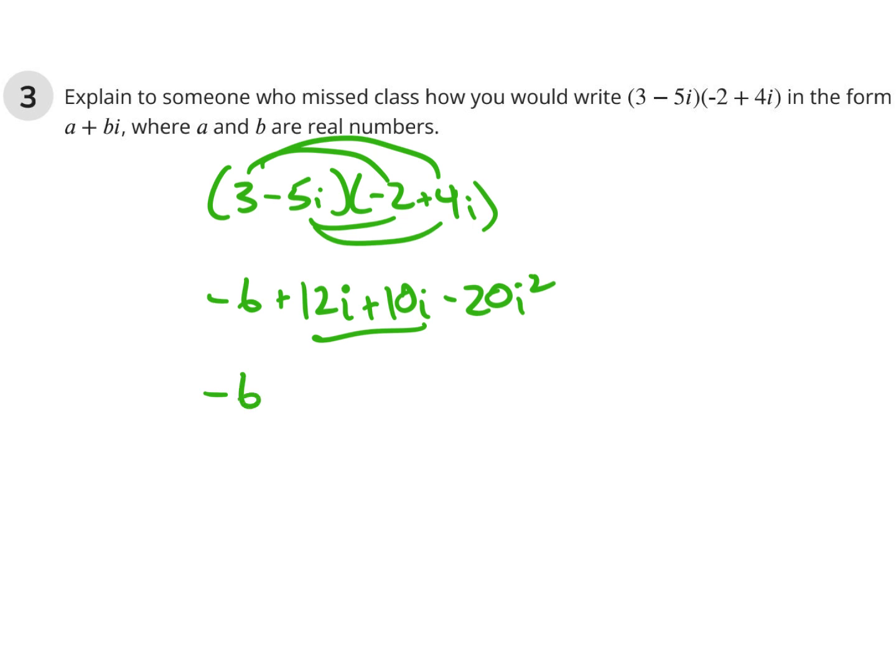We got -6 plus 22i. Now, -20i squared, i squared is -1 times -20 is positive 20. So we get 20 minus 6, which is 14 plus 22i.